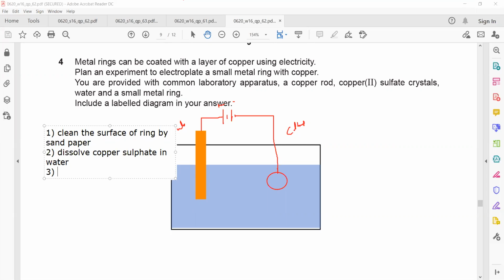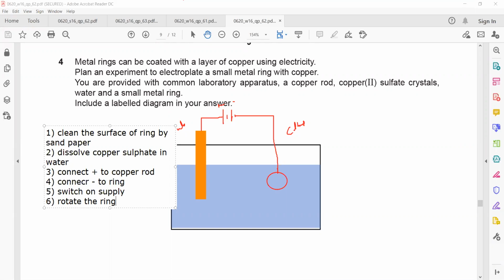Then we will connect the positive terminal of the battery to the copper rod and the negative terminal of the battery to the ring. And then, when we switch on the supply, for a uniform plating, we should continuously move the ring so that it will have a uniform layer, and then we will remove the ring.